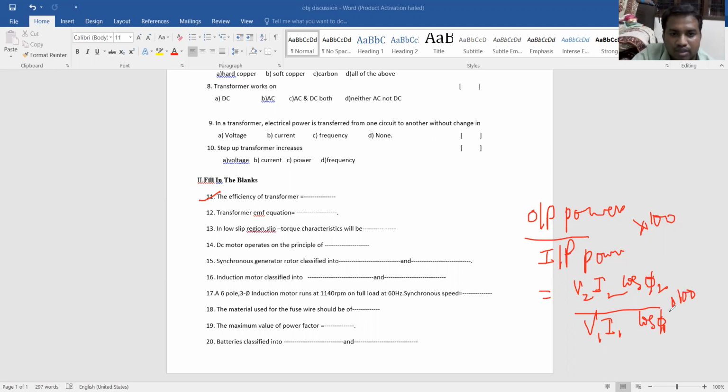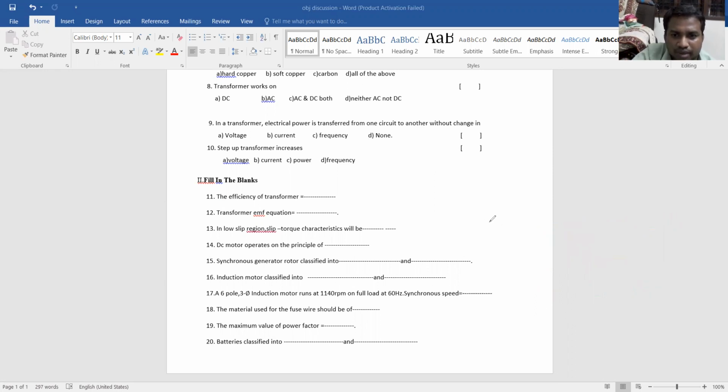Next, the transformer EMF equation. What is the transformer EMF equation? We know that E1 is equal to E2, which we got from the derivation, 4.44 into frequency into flux phi m. So this is the transformer EMF equation.